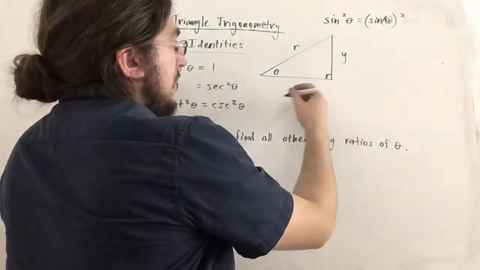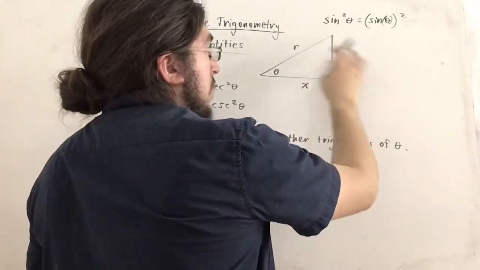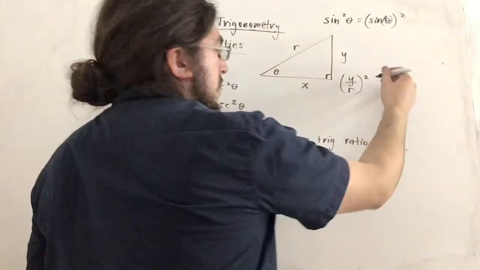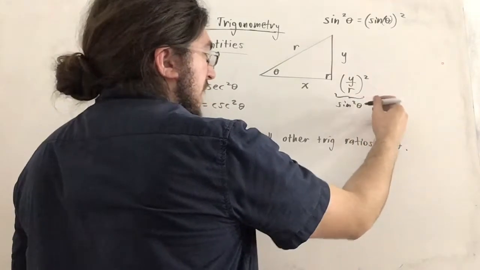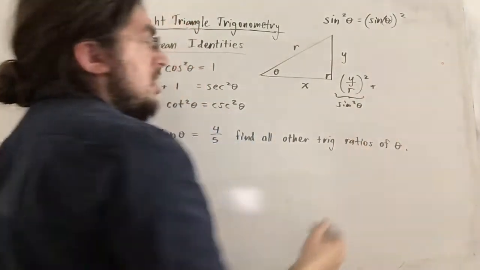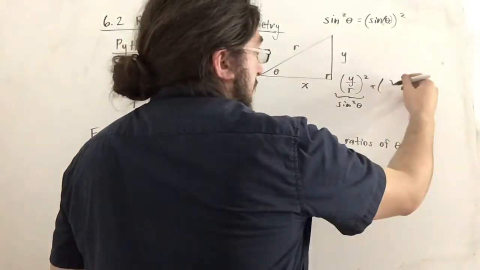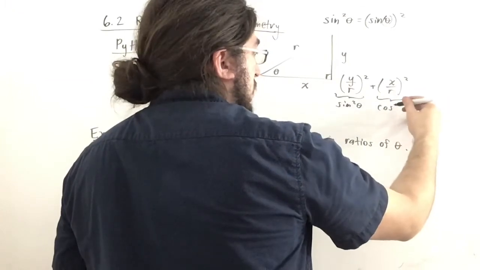All right, so what is sine squared? In this case, sine squared is going to be, well, sine is y over r. So y over r all squared, that's sine squared of the angle theta. Plus, what is cosine squared? Well, cosine is x over r. So this is going to be x over r all squared, and that is cosine squared.